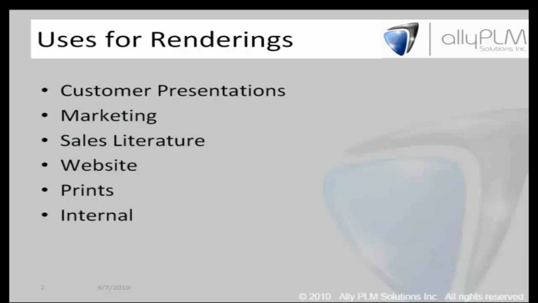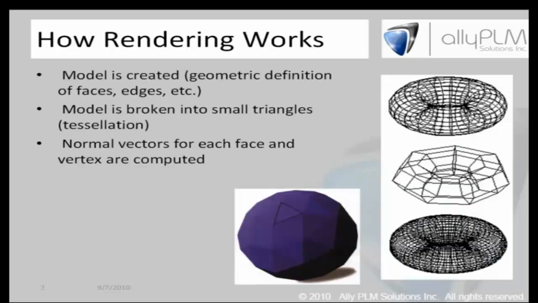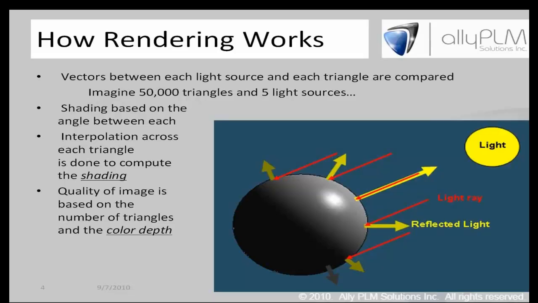A basic rundown of how rendering works. First, you create your model. That model is then broken down into smaller triangles, and vectors are calculated for each of those triangles that are drawn on the model. Then vectors are compared with the light sources that you place in your rendering. The shading is determined between the angles of the vectors. The more triangles there are on your model, the higher the quality of image you'll get.